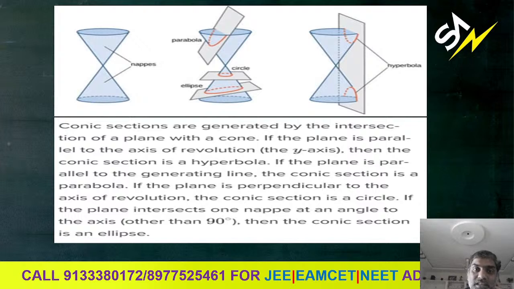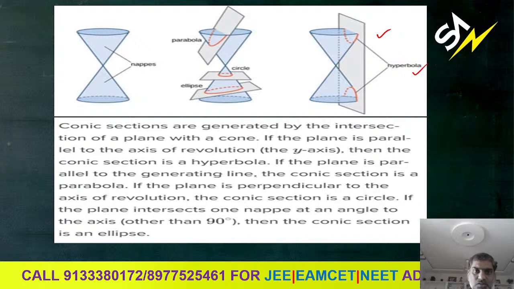So we are intersecting a cone with a plane here. If the plane is parallel to the axis of revolution, what is the axis of revolution here? Y axis. That is the y axis. So if the plane is parallel to the y axis, as shown on the screen here, the plane is parallel to the y axis. So what do we get here? We are getting a hyperbola.